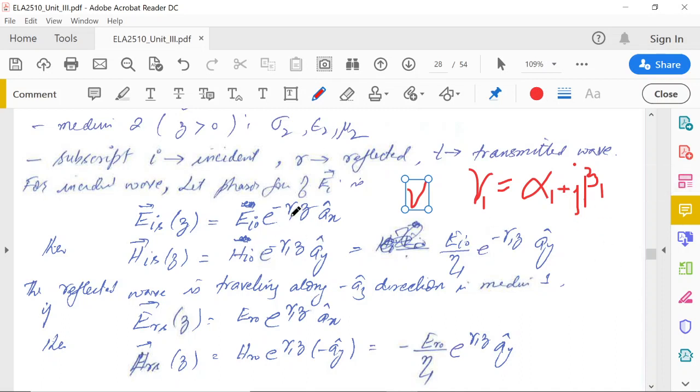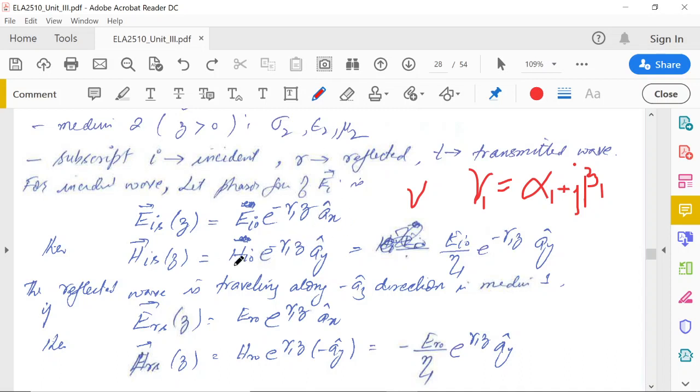So we are using 1 for the medium one because the incident wave lies in the medium one, so it will have the gamma 1. We will denote gamma 1 for the medium one propagation constant. So this will be ZAX. We have omitted the time part. We are only focusing on the spatial part only. It is called the phasor form.